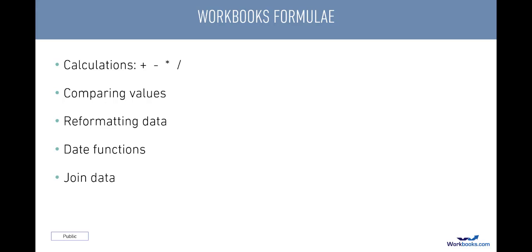You can use the concatenation function to join data together, such as displaying a number followed by a percentage symbol. And you can convert data from one type to another, for example converting a number into a string of data.